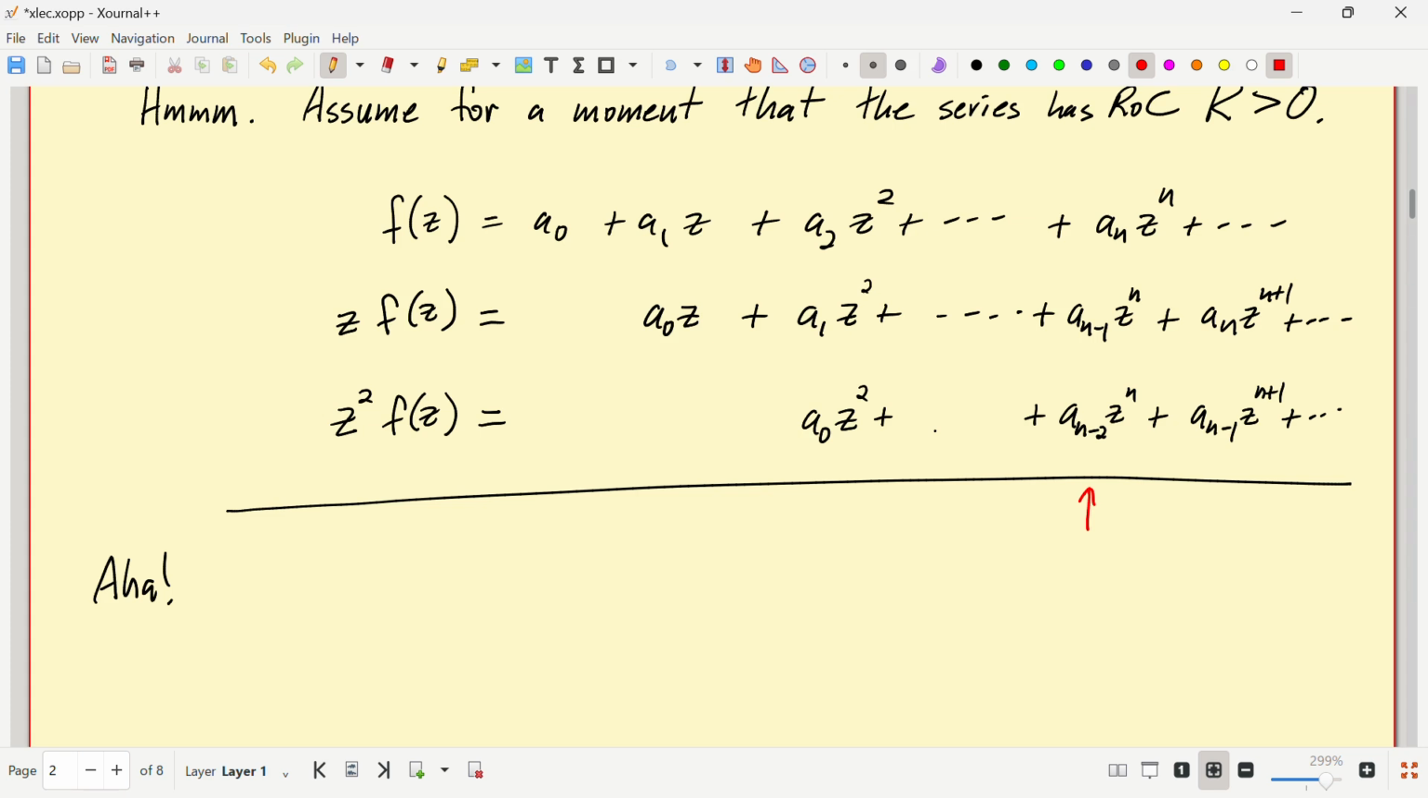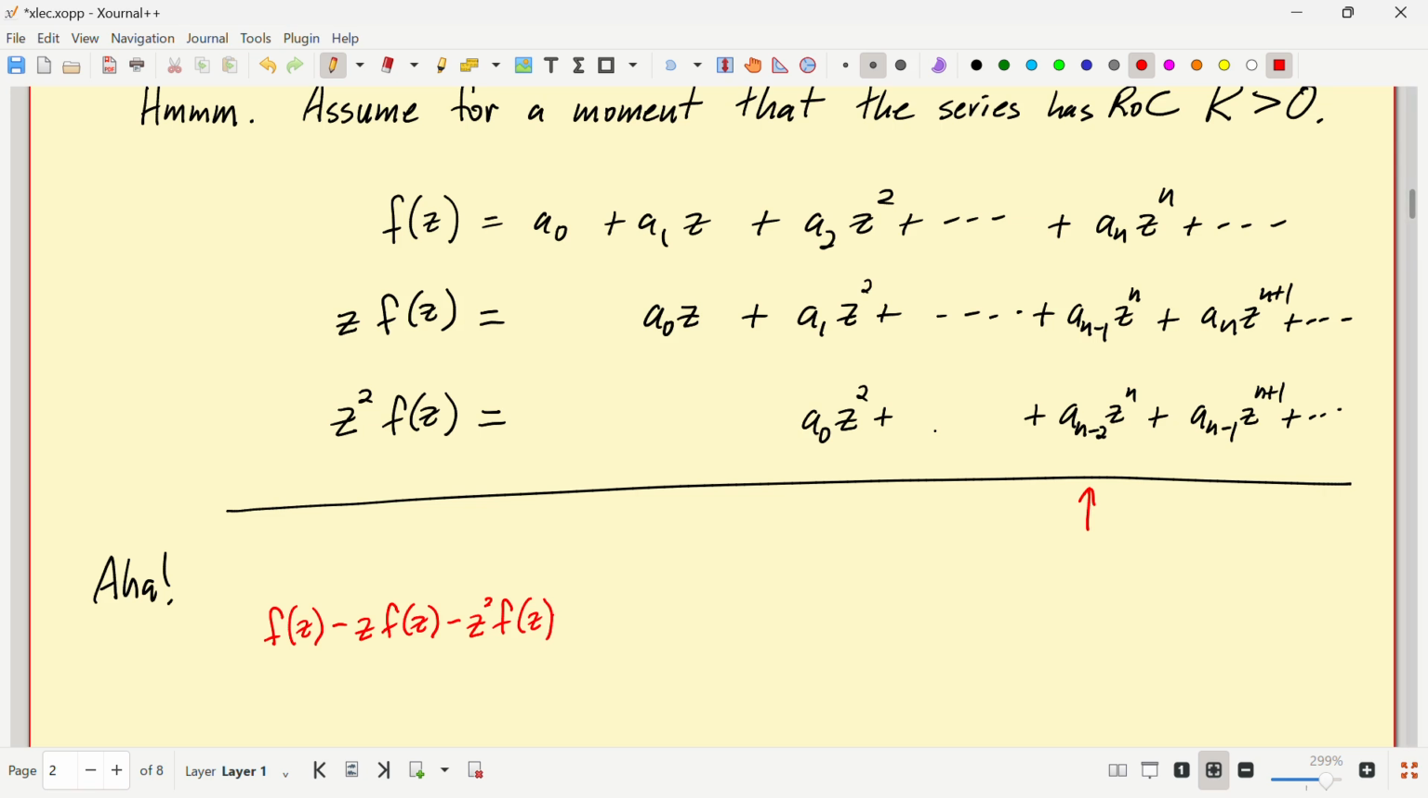A_n is the sum of the previous two. And so, starting at the n equals 2 spot, if I write here, I'm going to take f(z) minus z times f(z) minus z squared times f(z). Is that 0? Let's think if that's 0.